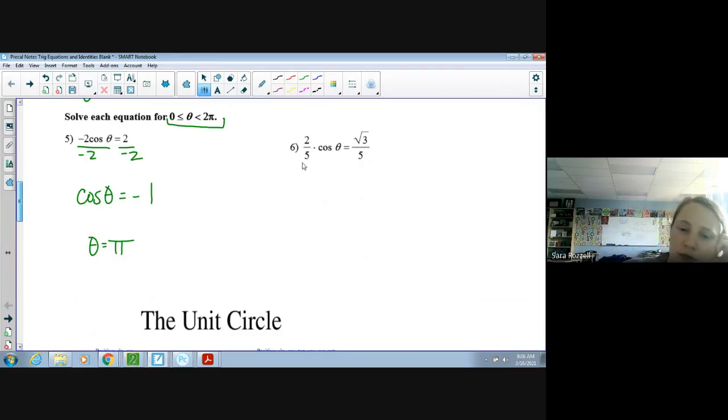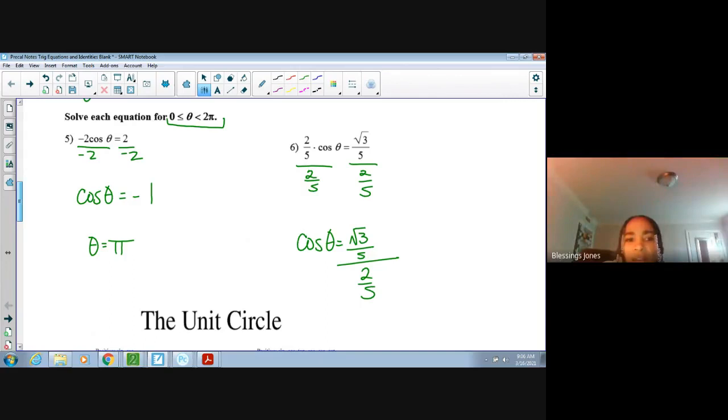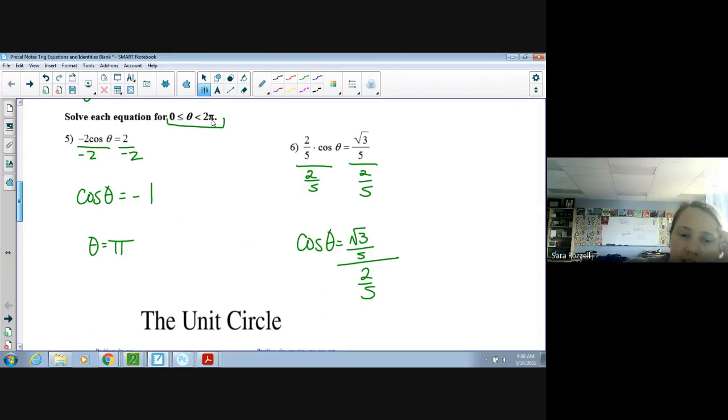All right, and our next one, I've got 2/5 times cosine is equal to root 3 over 5. Is cosine by itself? Nope, we need to divide by 2/5. That'll cancel out. So cosine is root 3 over 5 divided by 2 over 5. On number 5, why didn't you put the n after pi? It just said from 0 to 2 pi. If they say all solutions, you put that on there.